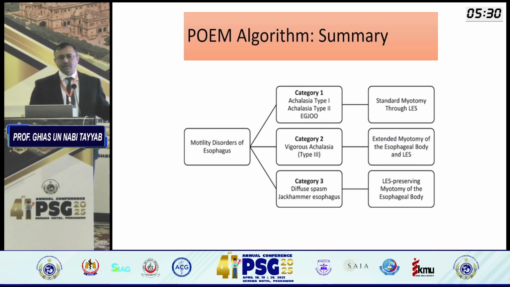So in summary, the POEM algorithm: for type 1, a standard myotomy; type 2 achalasia, maybe an extended myotomy; in type 3, an even more extended myotomy. At times we cut it as long as 18 to 20 centimeters as well. In diffuse esophageal spasm and jackhammer esophagus, we do the LES-preserving myotomy.